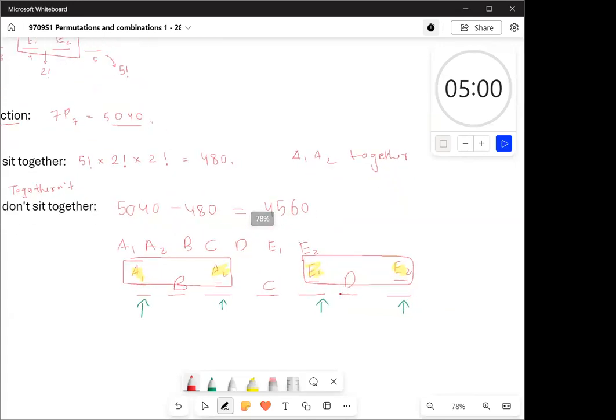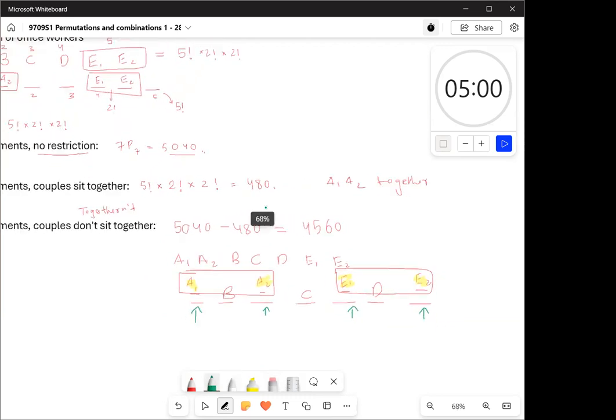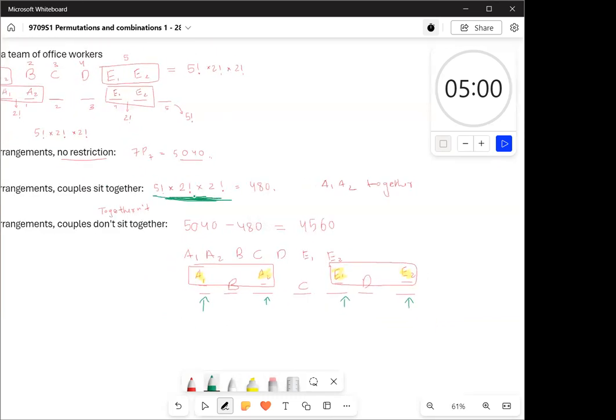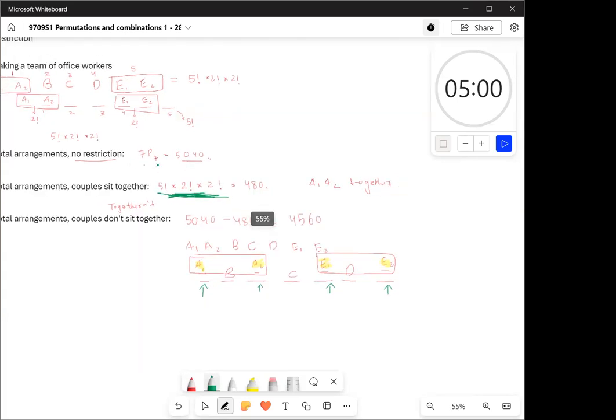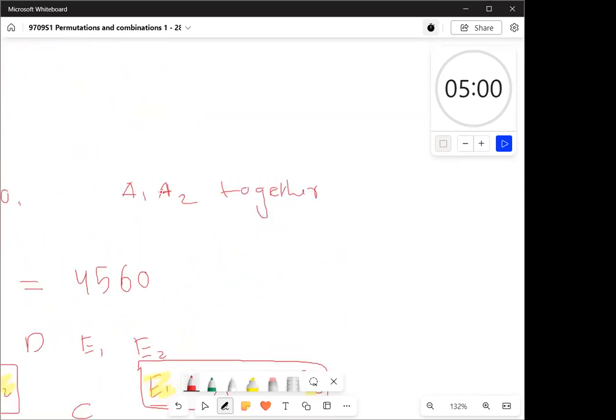This method should not be used to solve this question in one go because the question is not asking for A1, A2, E1, E2, all of these to be not together. The thing is, only A1, A2 should not be together, but A1, E1 can be together, which we were not taking into account. That's why this fill in the blank method is not appropriate. You should find the total together, and subtract total minus together to get not together.